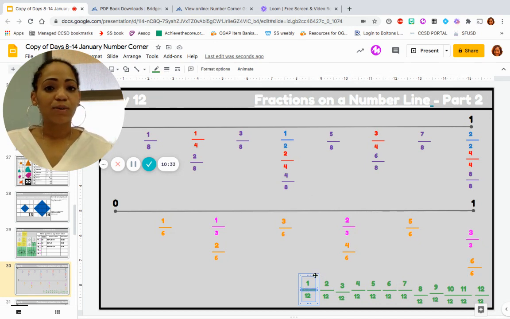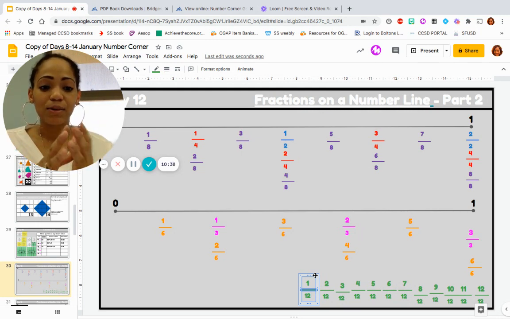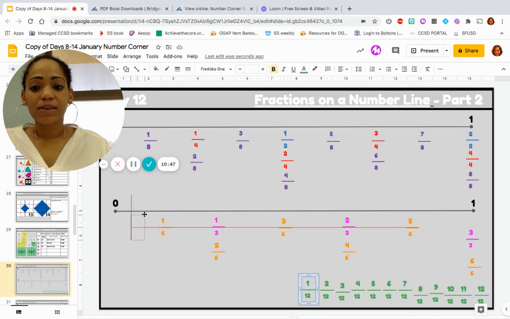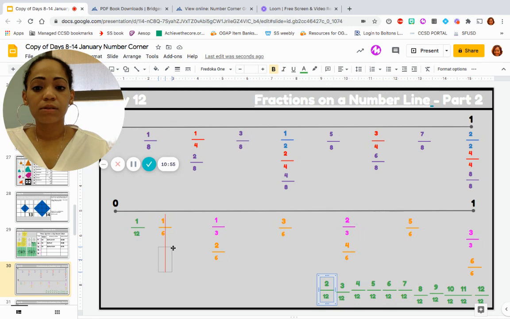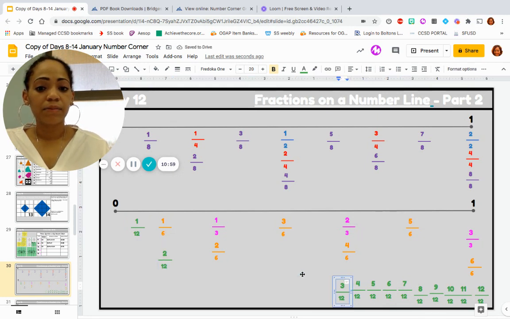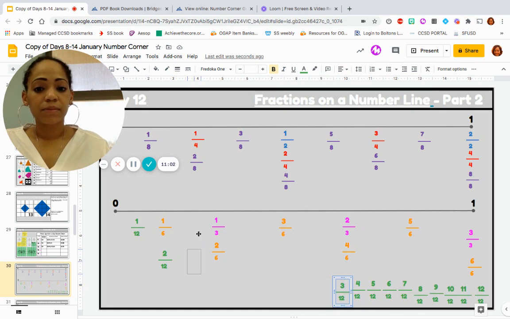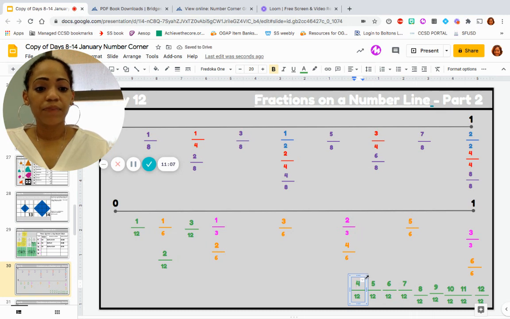12ths. So we know a third. If you were to split a third in half, you would get a 6th. So how do you get a 12th? Yeah. So a 12th is half of 1/6. So I can put my 12th here, 1/12. And then I have 2/12. And then I have 3/12. And then I have 4/12.